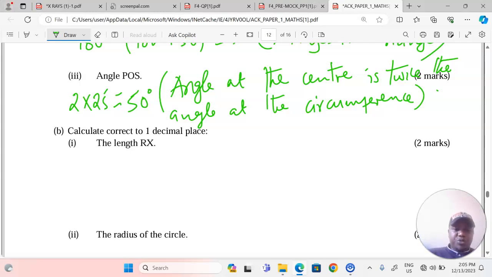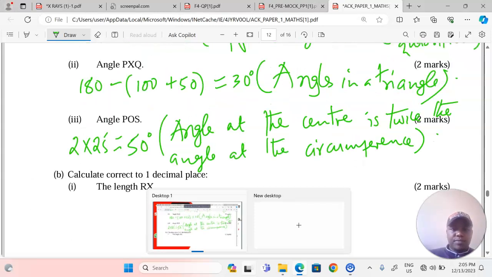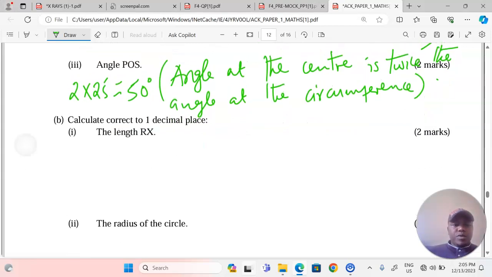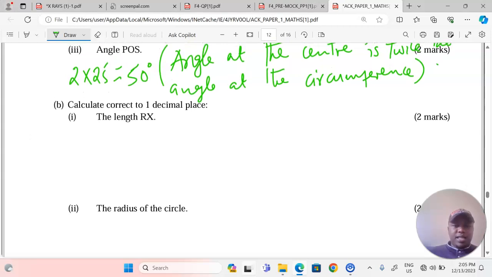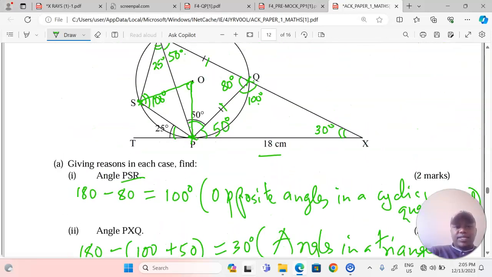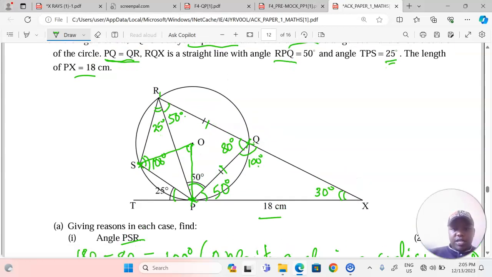Now we have part B, which is dealing with the length. Calculate, correct to 1 decimal place, the length RX, not PX but RX. So allow me to apply what we call solution of triangles, and so that I may be conversant with the diagram, let me use the space up here. We use triangle PRX.